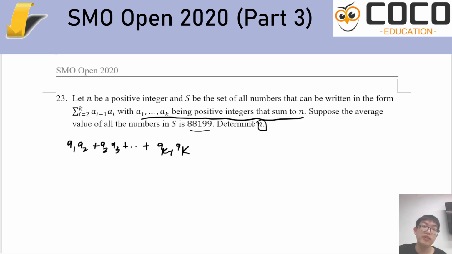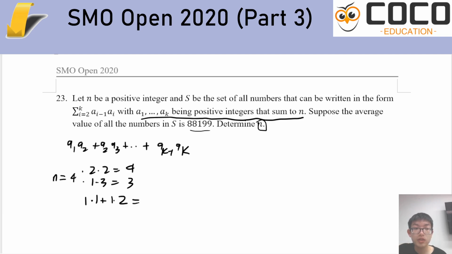I'm going to try a small value of n and just see how this looks. Right, so let's say I've got n equals 4. I could just have 2 numbers: 2 times 2 is 4, 1 times 3 is 3. I could also split it into 2 pairs. So if I've got 1, 1 and 2, that's also 3. If I put 1, 2 and 1, that's also 4.